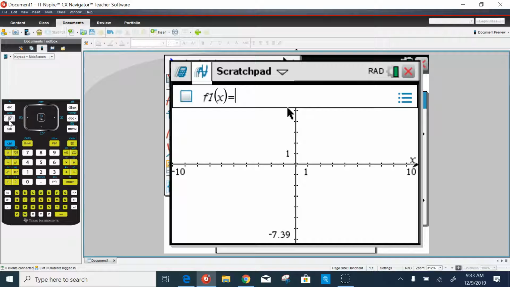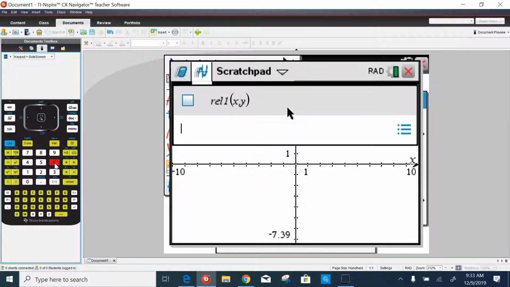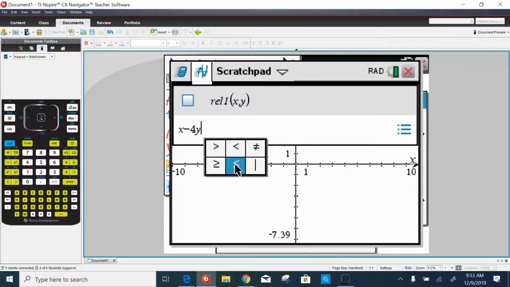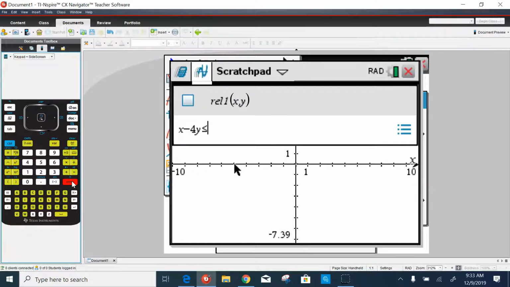It'll clear it out. Now I'm going to go ahead and graph everything as a relation because it's just a lot easier and it's my habit. Delete, and I go to 6 for relation. My first inequality is x minus 4y is less than or equal to negative 24. So there's the less than or equal to, and it's going to be not negative 24, positive 24. Remember, if you don't know where the inequality symbols are, it's control and equal sign, all right? So there's my first inequality.